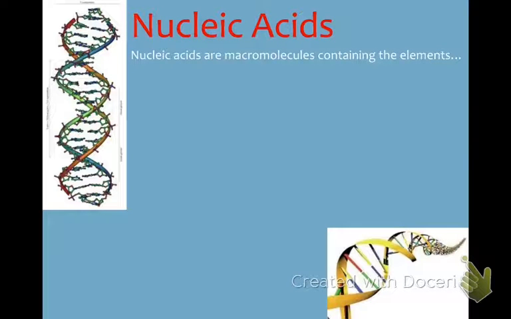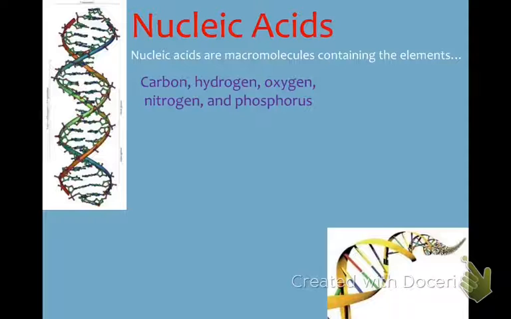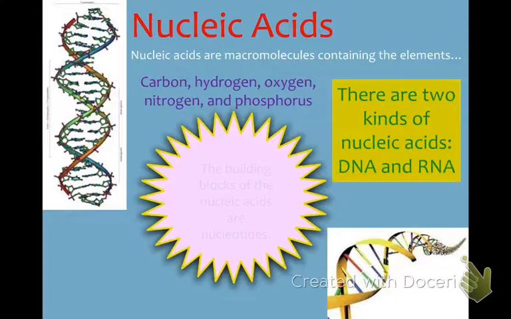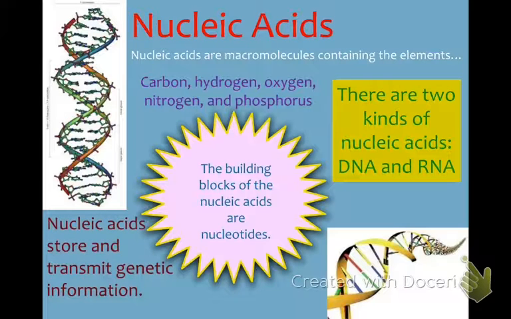Nucleic acids. Nucleic acids are macromolecules containing the elements carbon, hydrogen, oxygen, nitrogen, and phosphorus. All right, so that is chopping. Carbon, hydrogen, oxygen, nitrogen, and phosphorus. There are two kinds of nucleic acids, RNA and DNA, which we will learn about in a lot of detail come second semester. And the building blocks, or the smaller pieces that make up this macromolecule, are called nucleotides. And the whole purpose of nucleic acids is to store and transmit genetic information.